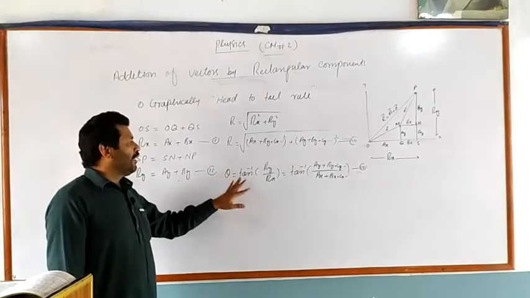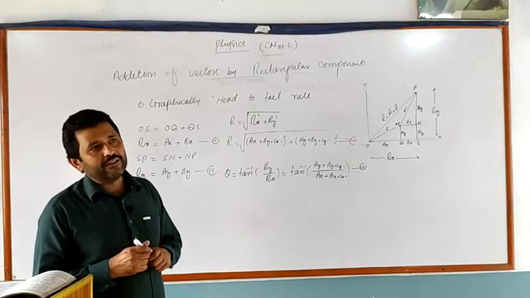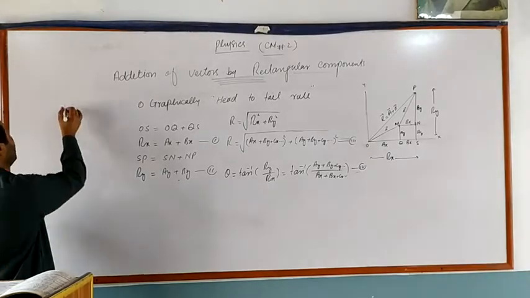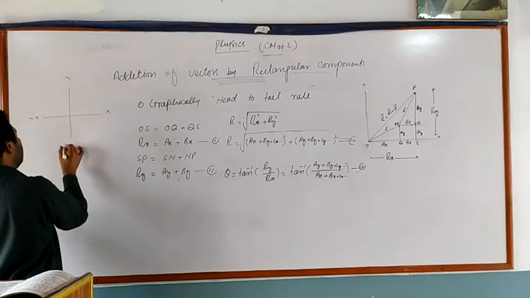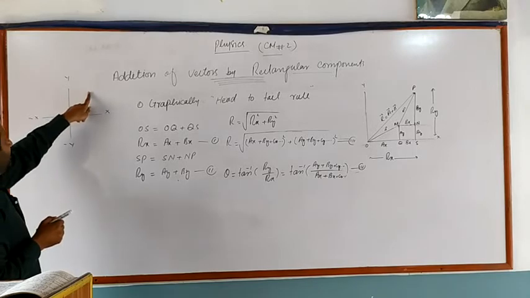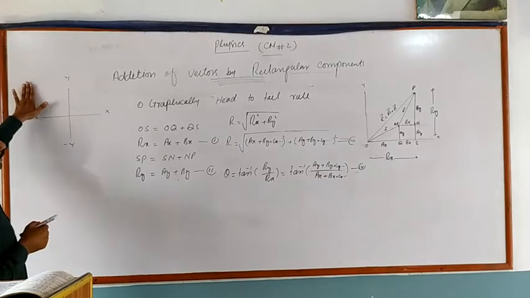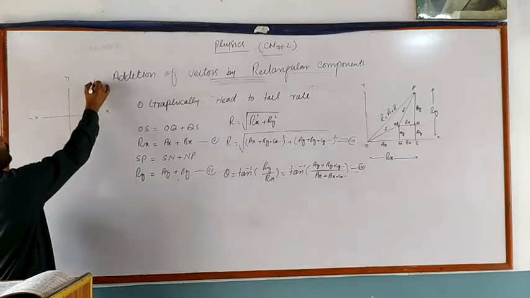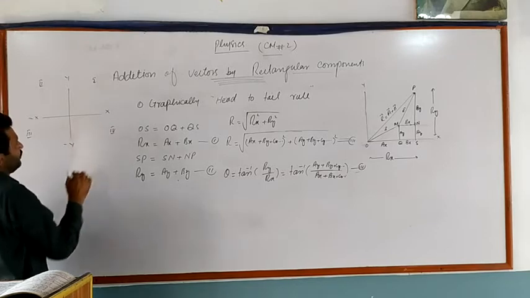Dear students, now we find theta, which is the direction of the resultant vector, by a different rule. We have supposed a two-dimensional system, meaning x-axis and y-axis. There are 4 planes, which are called first plane, second plane, third plane, and fourth plane, or first quadrant, second quadrant, third quadrant, fourth quadrant.